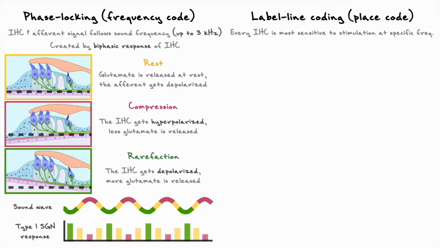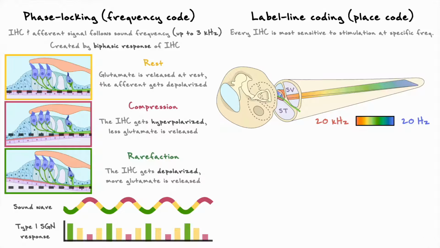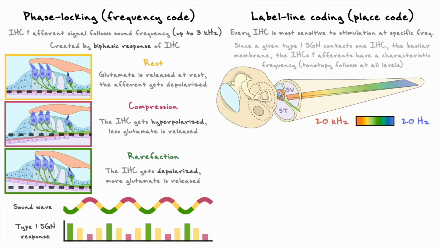This is very similar to the basilar membrane that had a gradient of frequency sensitivity throughout its length that was created because of its varying shape. Since a given type 1 SGN connects to one inner hair cell, it makes it that the basilar membrane, the inner hair cell, and the afferents all have a characteristic frequency. In other words, the tonotopy that is illustrated on the basilar membrane follows at all levels of the organ of Corti.